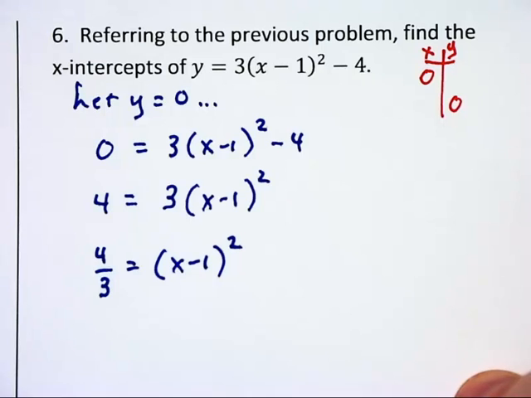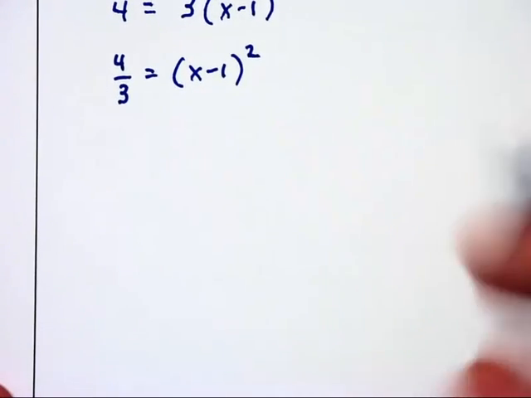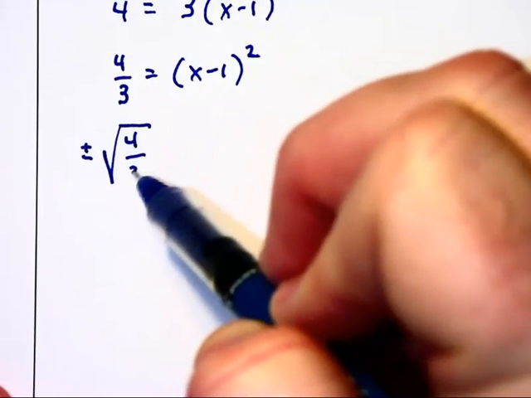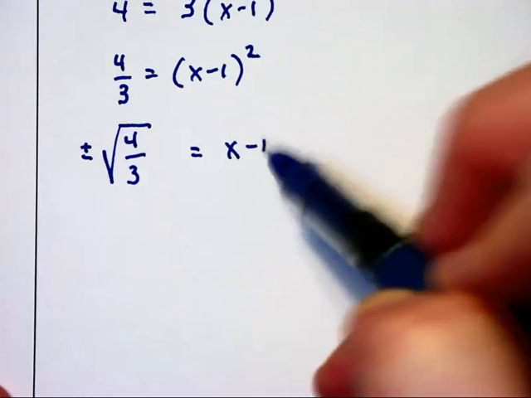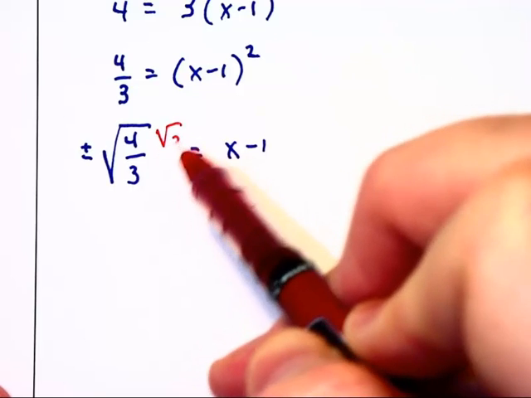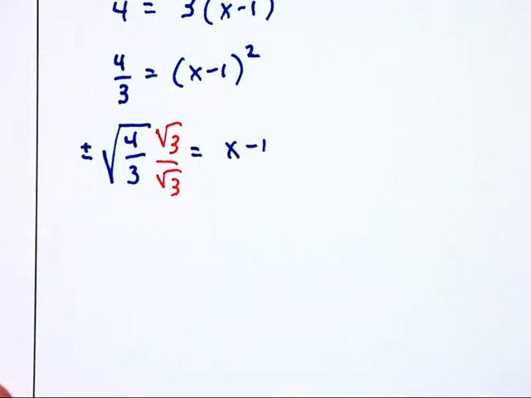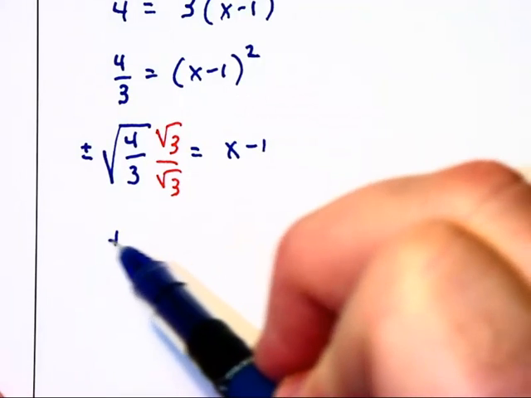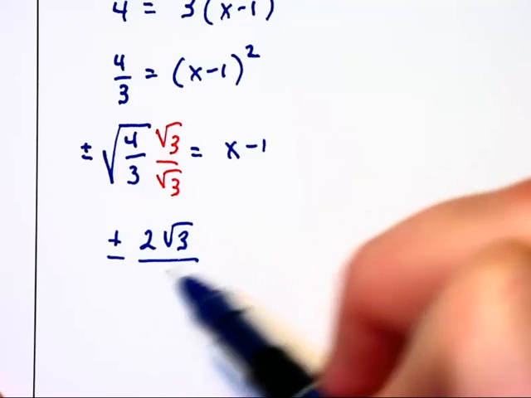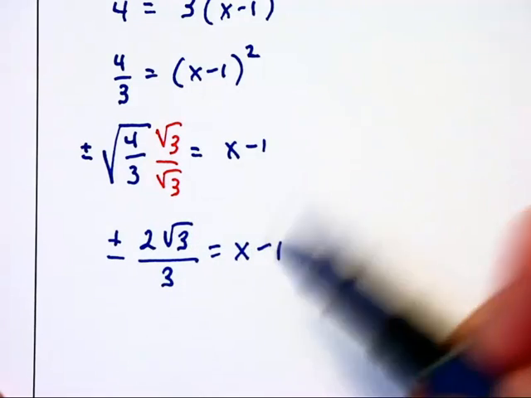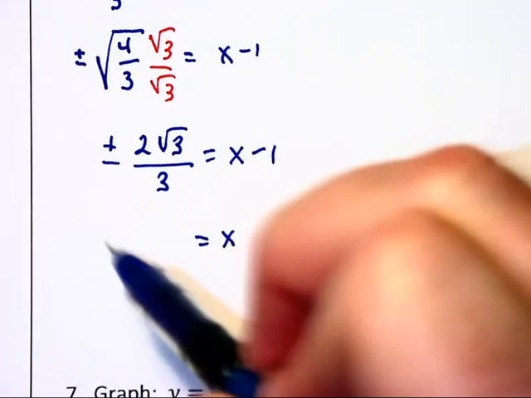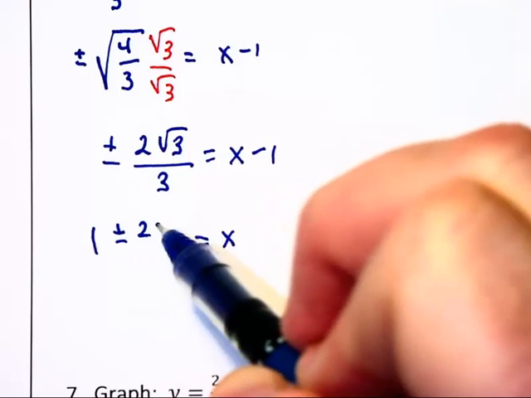Now we can square root each side of the equation. That will give us plus or minus the square root of 4/3 is equal to x minus 1. And we can't have a radical in the denominator, so we need to multiply by root 3 over 3. And that will give us plus or minus the square root of 12, which is 2 root 3 over 3, is equal to x minus 1. And adding 1 to each side, we will have x is equal to 1 plus or minus 2 root 3 over 3.